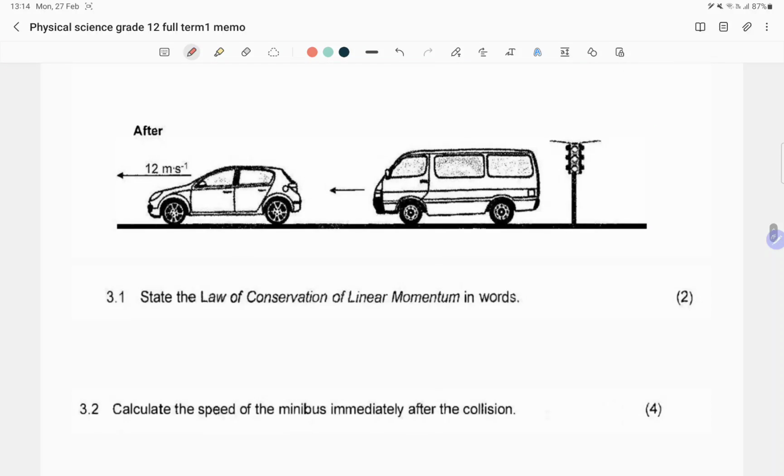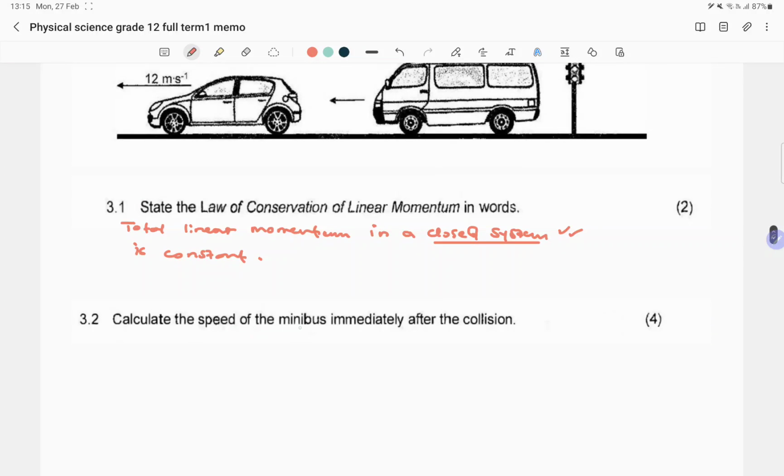State the law of conservation of linear momentum. Easy one. We can say total linear momentum in a closed system is constant, or remains constant, or is conserved, or remains conserved. This is the easiest, guys. What is important is to state that there is a closed system, and the rest is history. So easy 2 marks here.